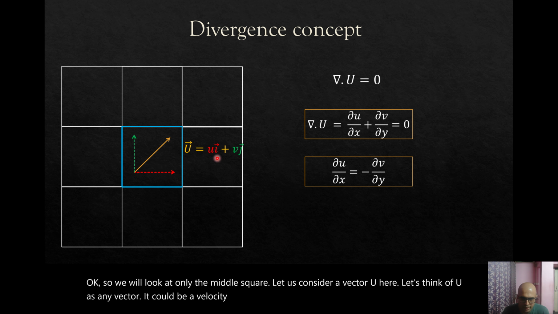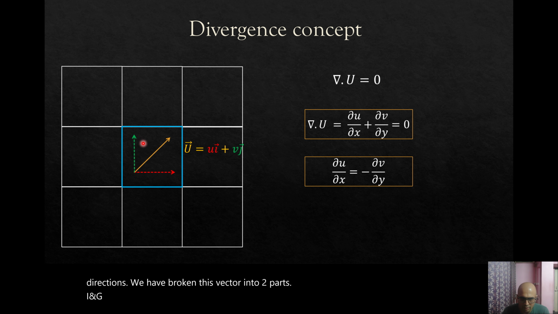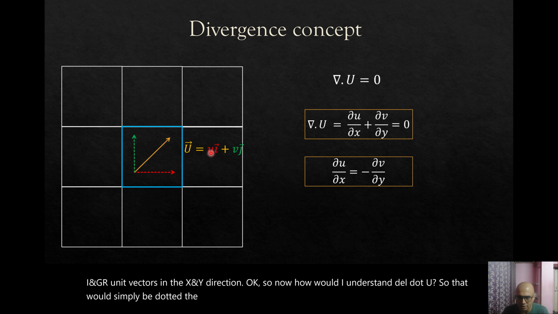So these are your velocity components in the x and y directions. We have broken this vector into two parts. i and j are unit vectors in the x and y directions. Okay, so now how would I understand del dot u? That would simply be the del operator dotted with this term.